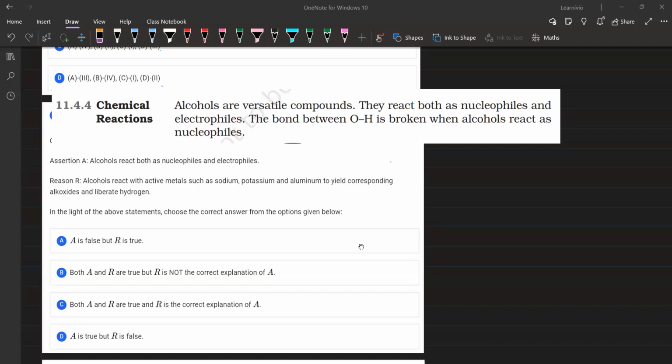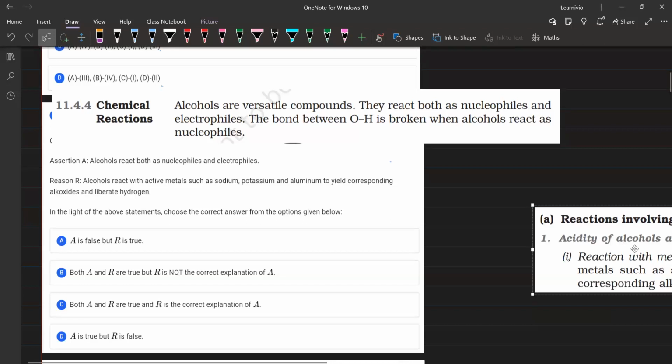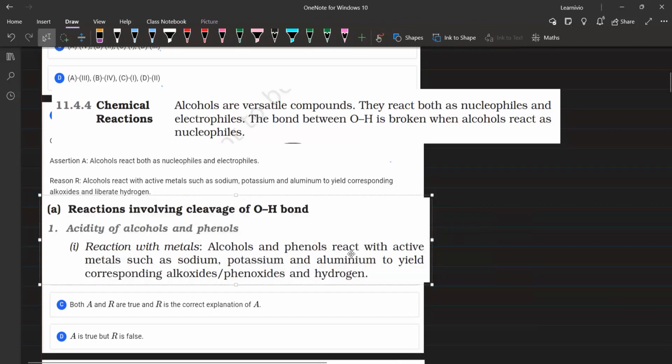Then the next statement is also present in the NCERT, almost as it is. When you start with the first type of reaction, a reaction that involves the cleavage of the O-H bond, that is also having the second statement. See, alcohols and phenols react with active metals such as sodium, potassium, and aluminium to yield the corresponding. Now, since they have not written phenol here, they have just written alkoxide and hydrogen. So you can see that it is taken up from NCERT.